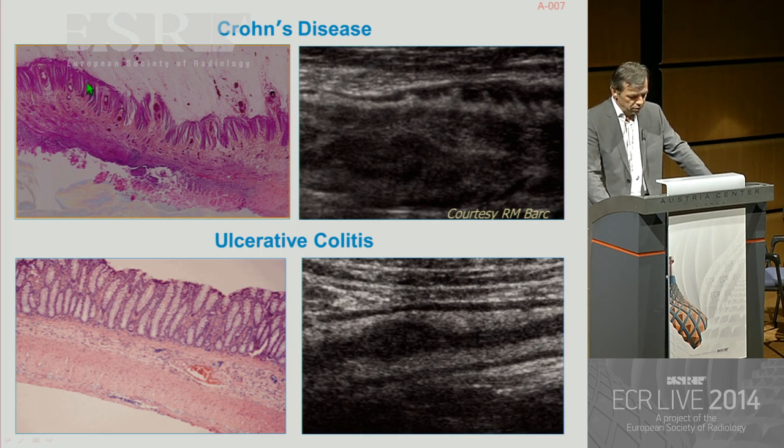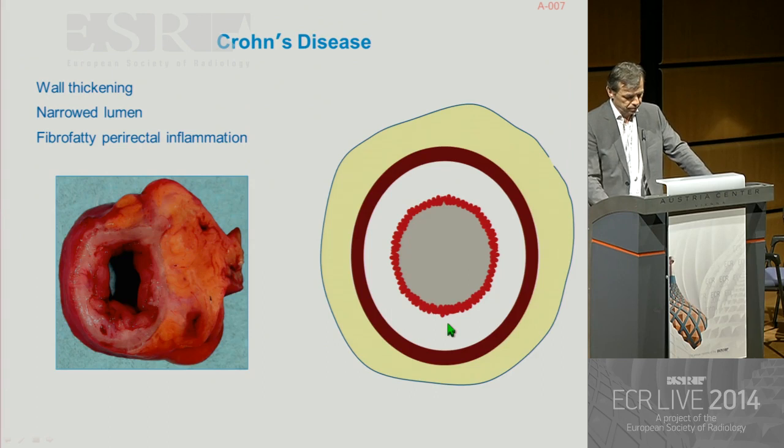You can see the muscularis that is thick and irregular, and you can see that also very well in ultrasound, and the irregularity of the hypodense mucosa and submucosa. In ulcerative colitis, the muscularis layer is generally not involved, and the disease involves mainly the mucosa and the submucosa.